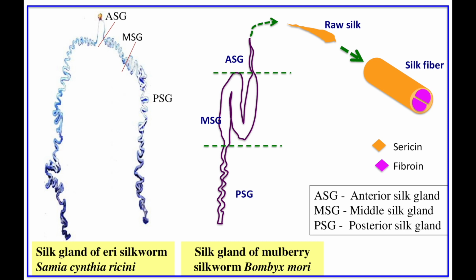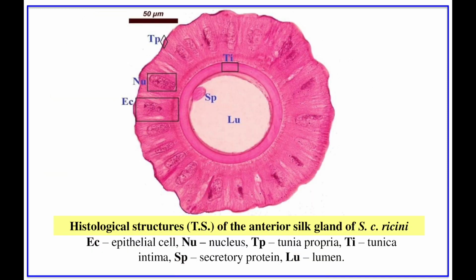The histological structure changes gradually from the proximal to the distal end, which differentiates the silk gland into anterior, middle, and posterior regions with indistinct boundaries. The columnar epithelial cells are arranged in a single layer, surrounding the large central lumen structures of the anterior silk gland. The cells of the anterior region are non-secretory. These cells have distinct nuclei. A prominent tunica intima forms the boundary of the lumen.